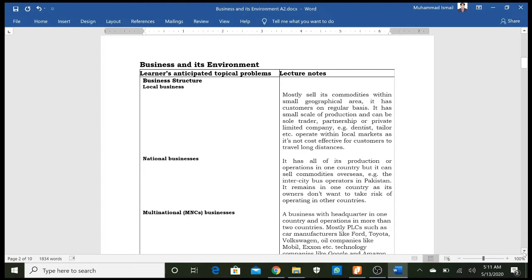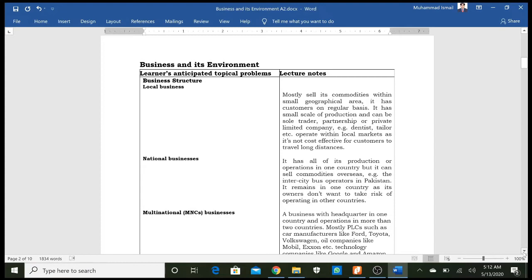When we say can sell commodities overseas, it means they can have their agents outside their home country where they can sell the goods. For example, the intercity bus operators in Pakistan, like Skyways, like Bilal Travels, like Faisal Movers, etc.